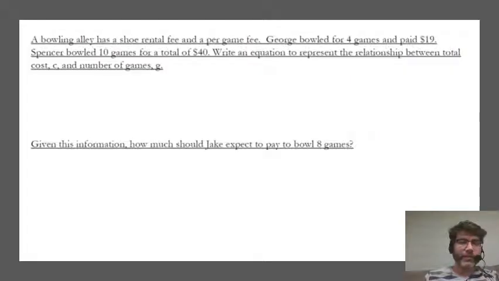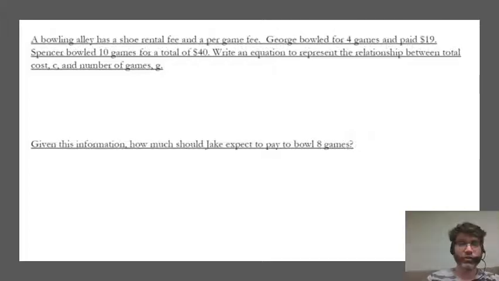All right, here we have another word problem. Here we're at a bowling alley. So a bowling alley has a shoe rental fee and a per game fee. George bowled for 4 games and paid $19. So that $19 includes 4 games and 1 pair of shoes. Spencer bowled 10 games for a total of $40. So that $40 includes 10 games plus that 1 pair of shoes.